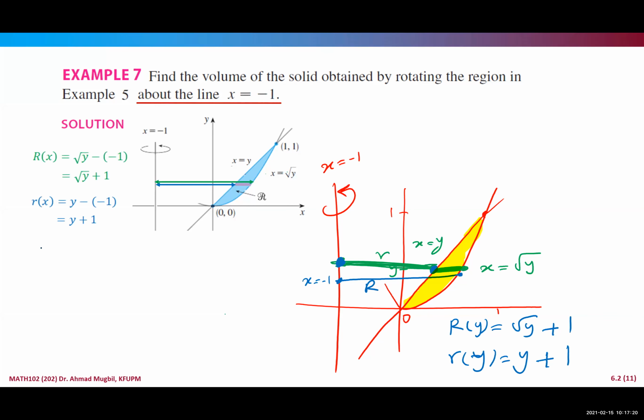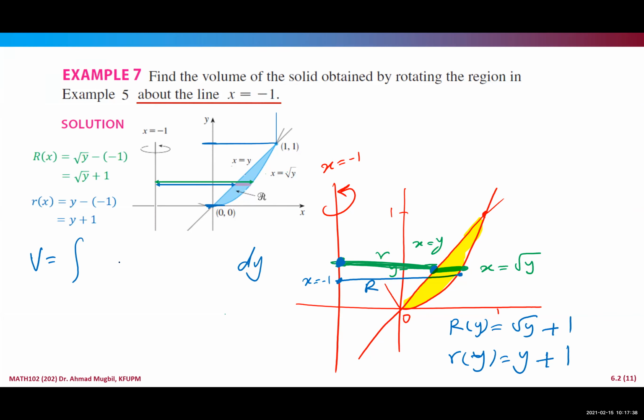Khalas. If you have them, you will just integrate. Now it is clear. You will integrate with respect to y. The cross section here is horizontal, perpendicular to the y-axis. So you will integrate for y. Y starts from 0 up to where? Up to 1. From 0 to 1.